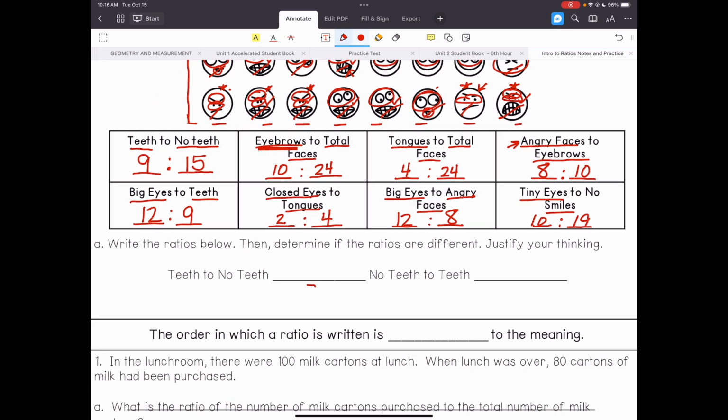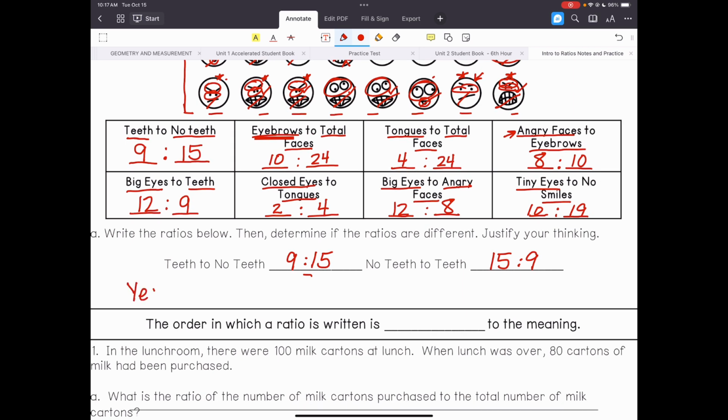So it says write the ratios below, then determine if the ratios are different. Justify your thinking. So teeth to no teeth. We actually did this. It was the very first one we did, 9 to 15. And then no teeth to teeth would be 15 to 9. And the question said to justify your thinking. The justification goes back to what we talked about over the last couple of days: yes, they are different.